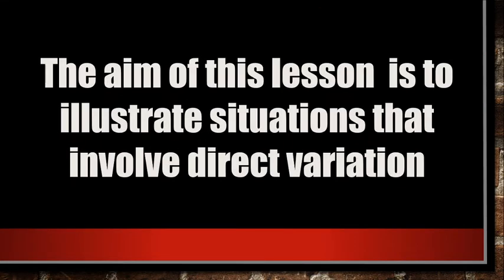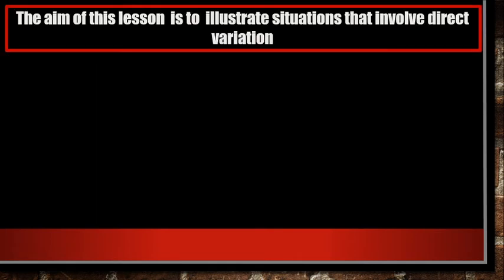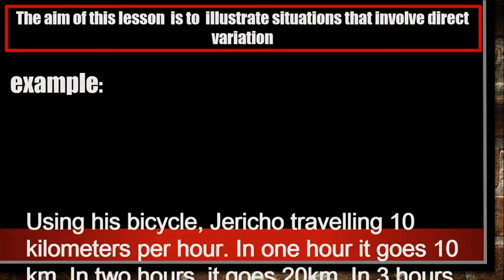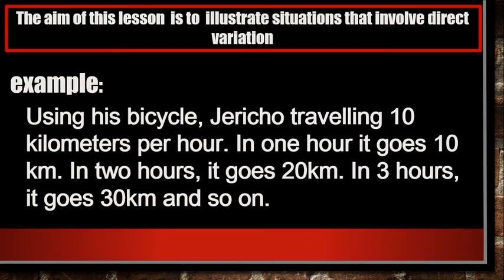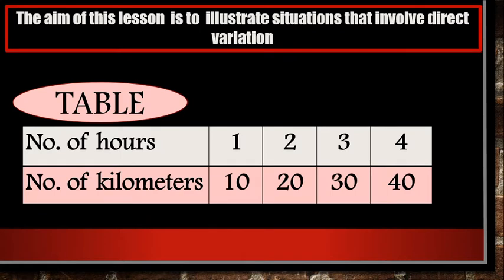Now, the aim of this lesson is to illustrate situations that involve direct variation. Example, using his bicycle, Jericho is traveling 10 kilometers per hour. In 1 hour, he goes 10 kilometers. In 2 hours, he goes 20 kilometers. In 3 hours, he goes 30 kilometers, and so on. Now, let us show that example in a table.